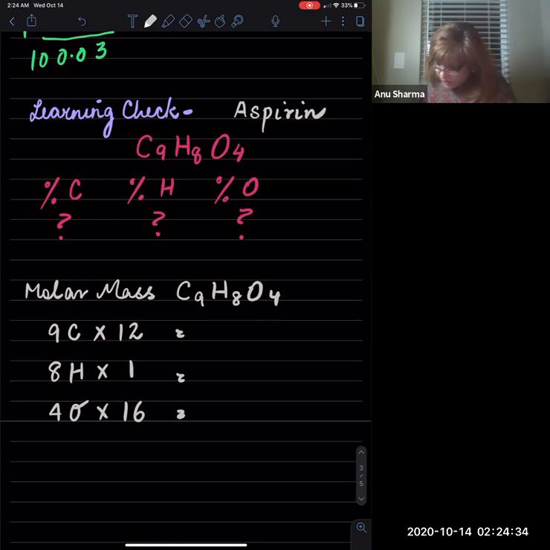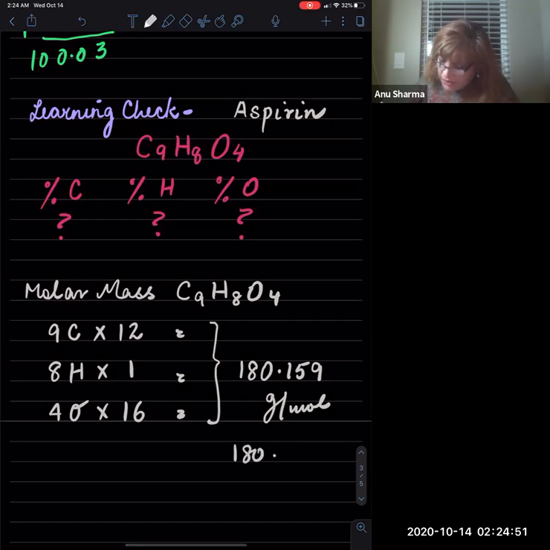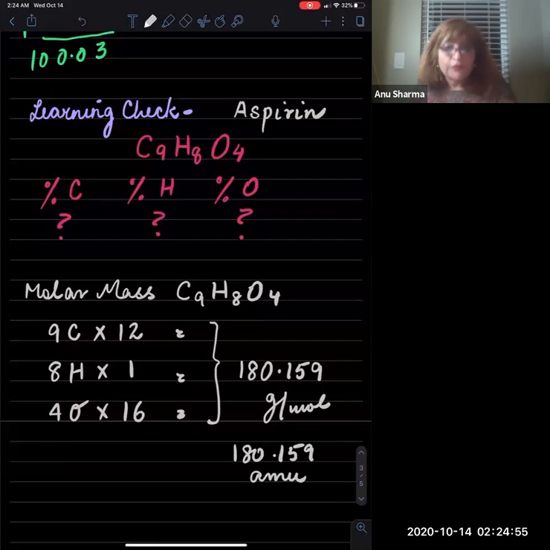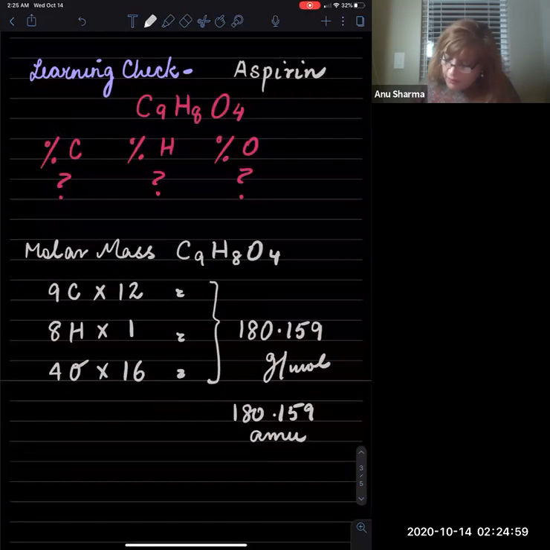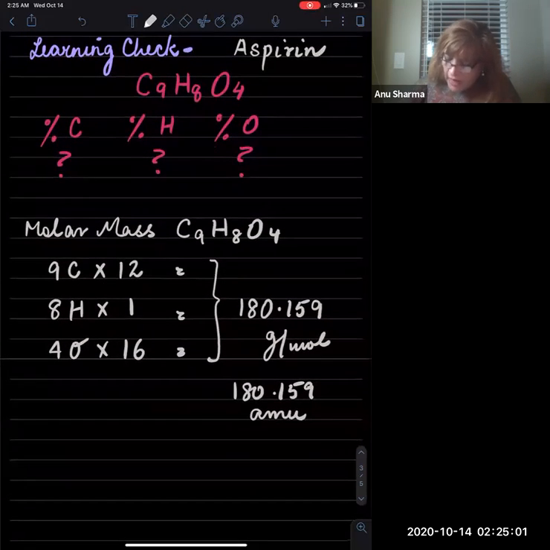When you add this whole thing up, you are going to get 180.159 grams per mole, or another way of writing it is 180.159 atomic mass units. That's fine, because we are just doing the percentages here. So the total mass comes out to be this when you add it. So I'm going to just put it here. Add.